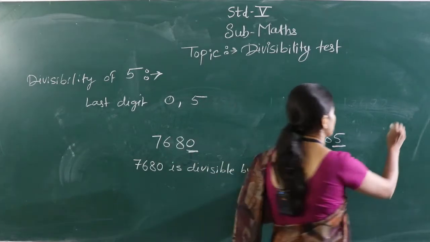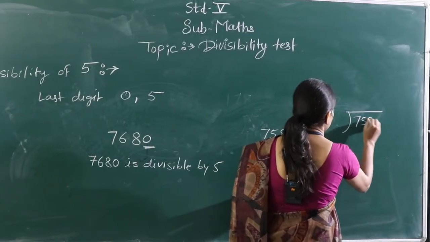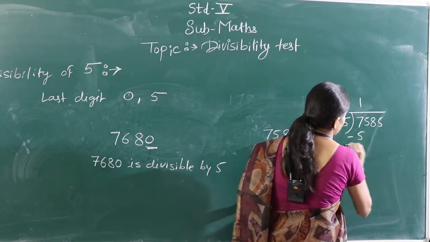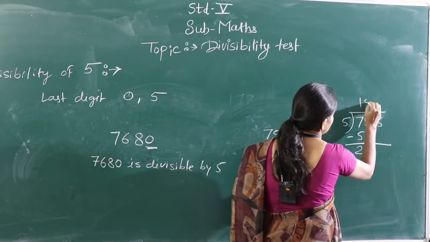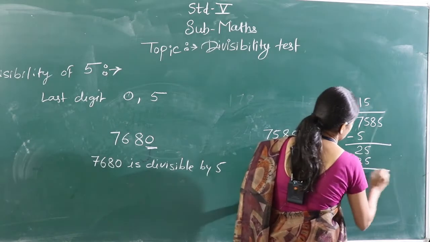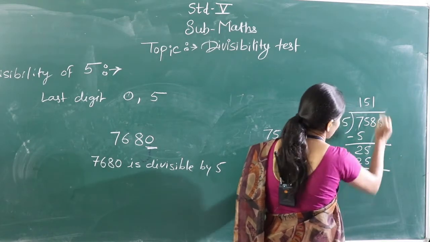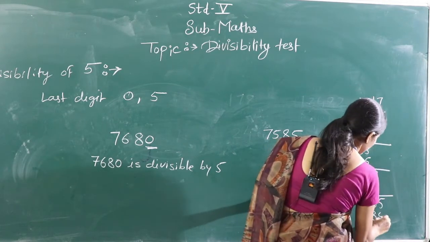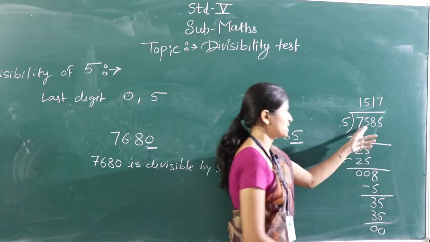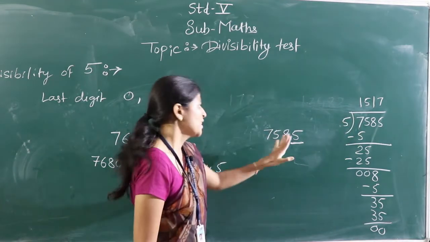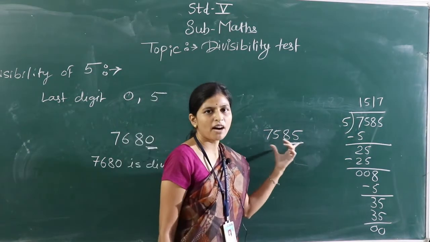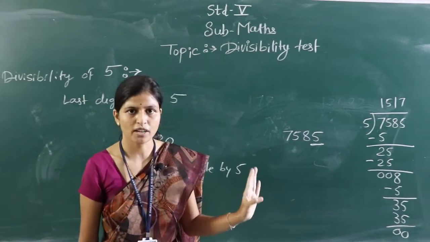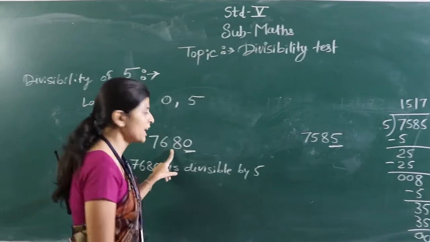Let's check this divisibility by dividing it by 5. 7585, we divide it by 5. 5 ones are 5. 5 5s are 25. Again 5 ones are 5. 5 7s are 35. Remainder comes 0. That means the number is divisible by 5. So without dividing it, we can tell that the number is divisible by 5 or not by seeing its unit digit. If the unit digit is 0 or 5, then the whole number is divisible by 5.